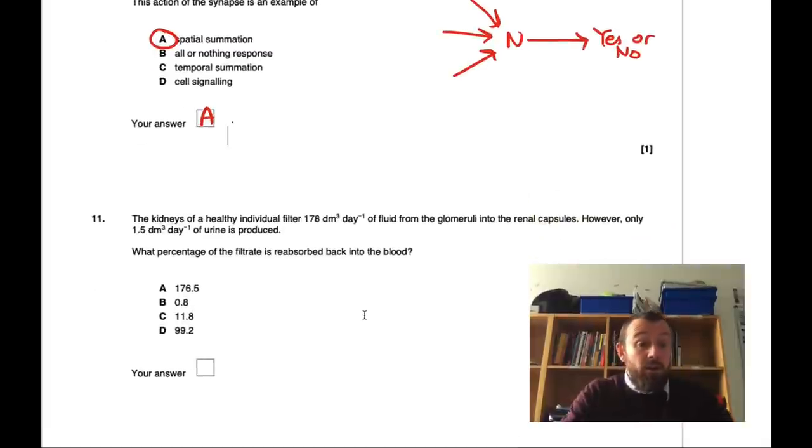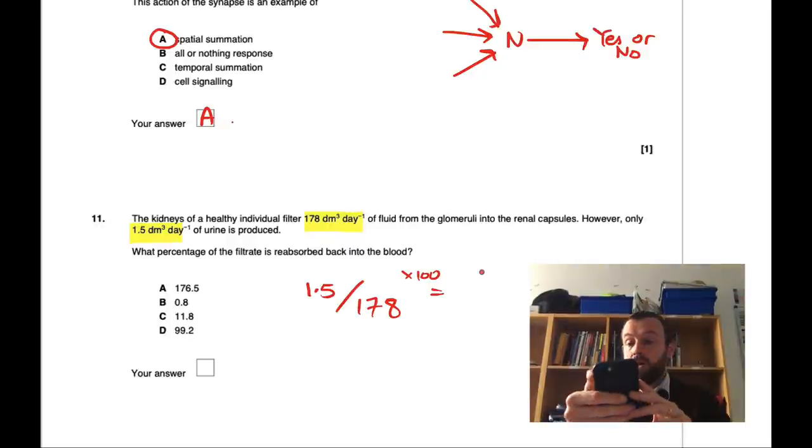The kidneys of a healthy individual filtered 178 liters per day of fluid. That is a lot, 178 liters of fluid. However, only 1.5 liters of urine is produced. What percentage of the filtrate is reabsorbed? Well, an easy way is just to do 1.5 divided by 178 and times that by 100 to make it as a percentage. Excuse me whilst I just do that. So that is 84%.